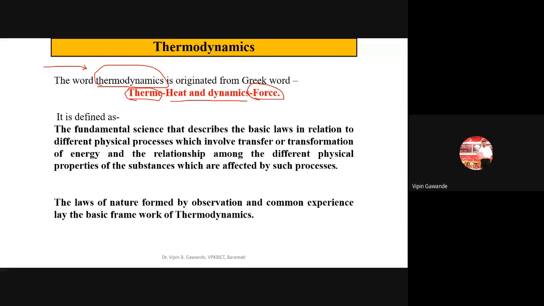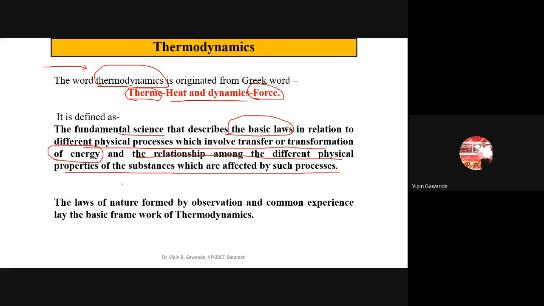It is defined something like this: the fundamental science that describes the basic laws. First of all it is a science, and it denotes the basic laws. You know the laws of thermodynamics, so all of that comes in this unit. It deals with the different physical processes which involve the transfer or transportation of energy, mainly in the form of heat or any other type of energy, and the relationship among the different physical properties of the substance which are affected by such processes. So it deals with the transfer of energy and how that transfer affects the properties of that particular substance.